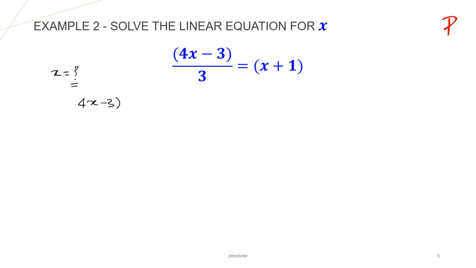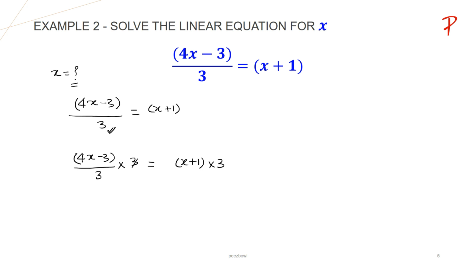4x minus 3 in a bracket divided by 3 is equal to x plus 1, right? And for the first step, I have to remove 3 from the denominator. So what shall we do? In order to remove the denominator, I am going to multiply both sides by 3. Okay, so this 3 and this 3 will cancel each other, and what we have is 4x minus 3 is equal to, when we multiply x by 3, then we have 3x, then we have plus sign, and 1 multiplied by 3 is 3, right? So this is what we got.